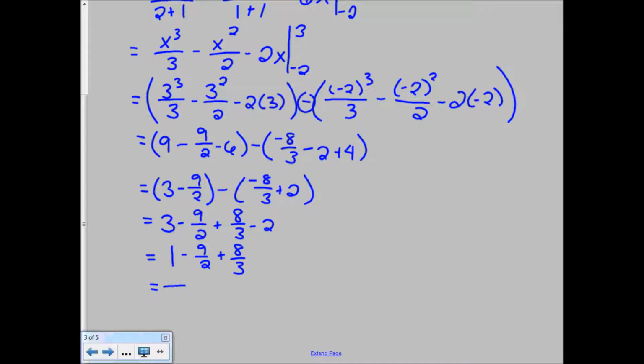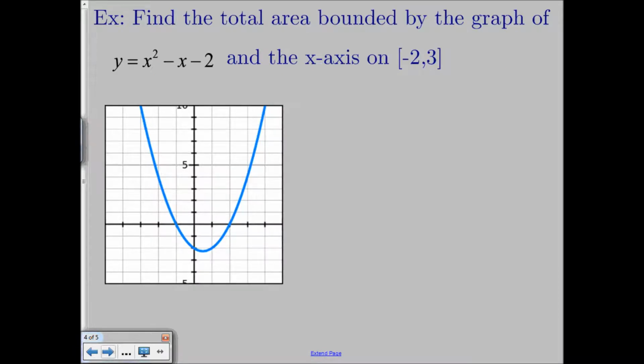So if we put everything into a common denominator, which is going to be 6, we're going to get 6 over 6 minus 27 over 6 plus 16 over 6. So 6 minus 27 is going to give us -21, plus 16 is going to give us -5/6 as our final answer. So that's how you go about using the fundamental theorem of calculus, the first fundamental theorem rather, to evaluate a definite integral. So now let's use that fundamental theorem to evaluate the total area between -2 and 3 of the same function.